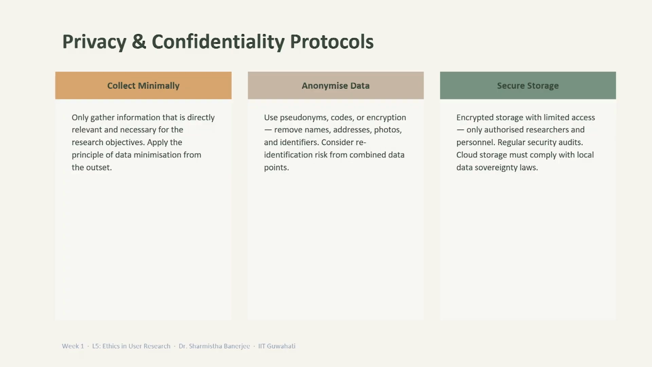Always anonymize your data. Use pseudonyms, codes, or encryption. Remove the names, addresses, photos, and identifiers. If you want to store these things, store them in different data sets, so only you know how to combine them and others do not. Consider re-identification risk from combined data points. Now, how will I secure this storage? Encrypted storage has to be used with limited access, so only authorized researchers and personnel can access the information.